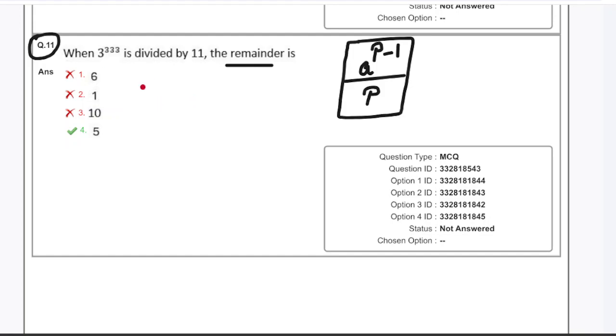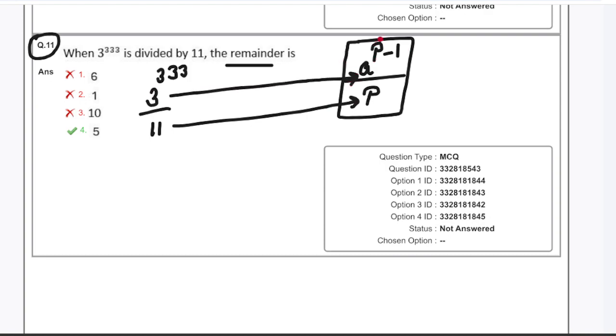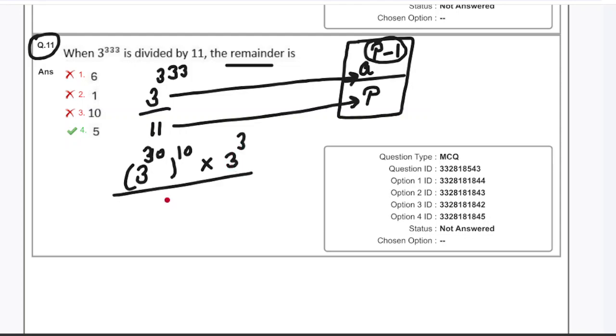What we can do in this question, when we have 3 raised to power 333 divided by 11. Now, this is the prime number here, P. The A is 3 and P minus 1, that is 11 minus 1, 10. So what we can do, we can write it as 3 raised to power 30 raised to power 10 multiplied by 3 raised to power 3 divided by 11.